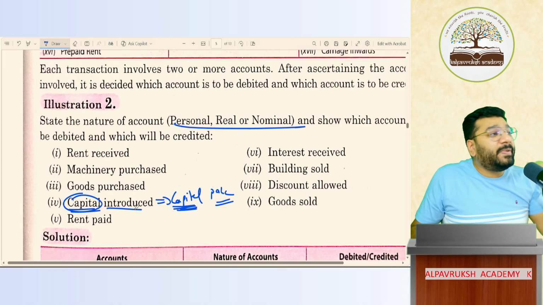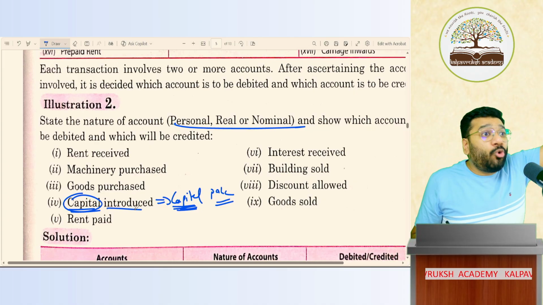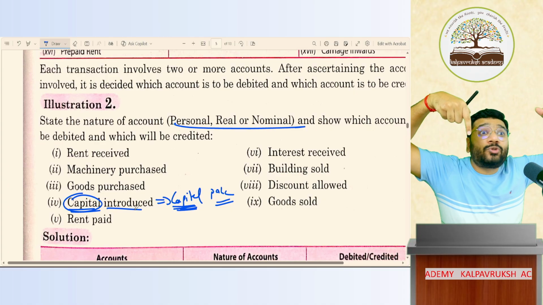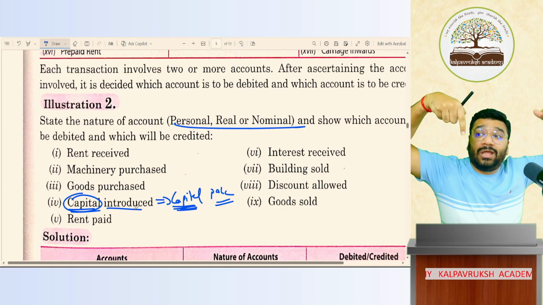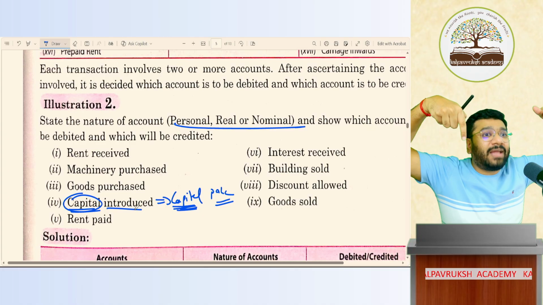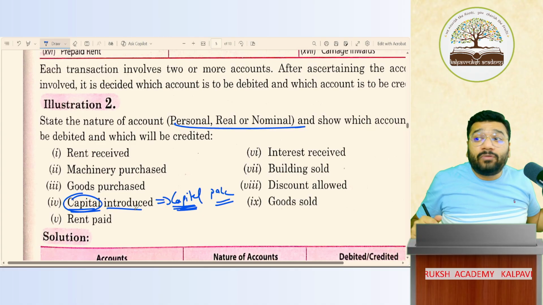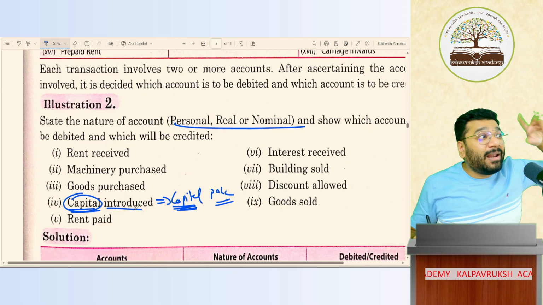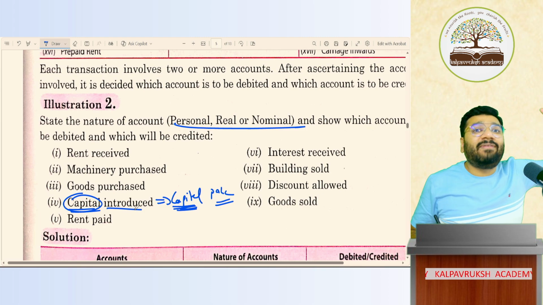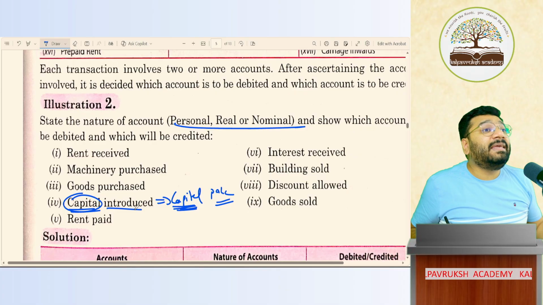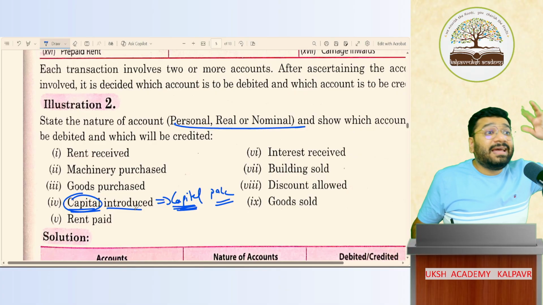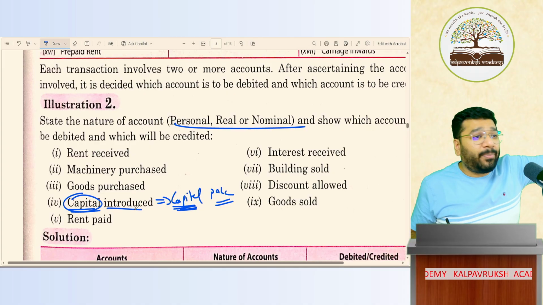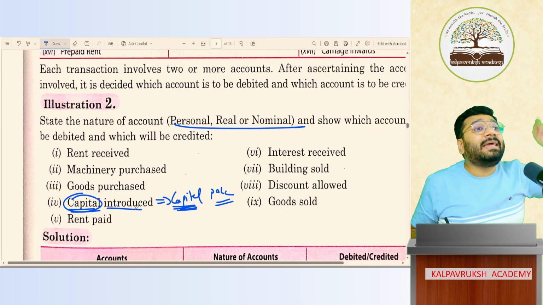Now, capital introduced means what? It means the owner is giving capital to the business. Owner giving, business receiving. Whose point of view should I see? Owner's point of view. The owner is the giver of the capital. So what is the rule of the personal account? Debit the receiver, credit the giver. Owner is the giver. So what is the rule? Debit the receiver, credit the giver. Giver means whose point of view? Owner's point of view, third party point of view. Credit. So capital account should be credited here.